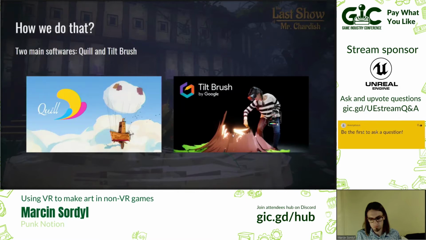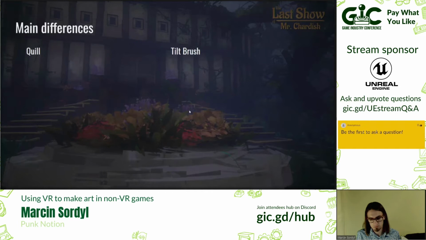There is more than one tool to make that kind of graphics. There are two leading software packages. One of them, which I mentioned before, is Quill. It's from Oculus, from Facebook. And the second one is Tilt Brush by Google. Okay, so next. What are the main differences between the two? Because when we decided we wanted to use that kind of graphic, we had to decide which tool we would use for our game.